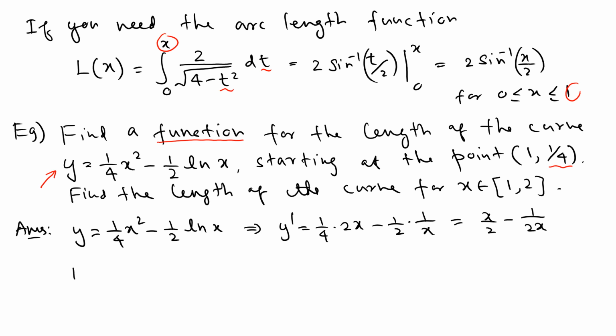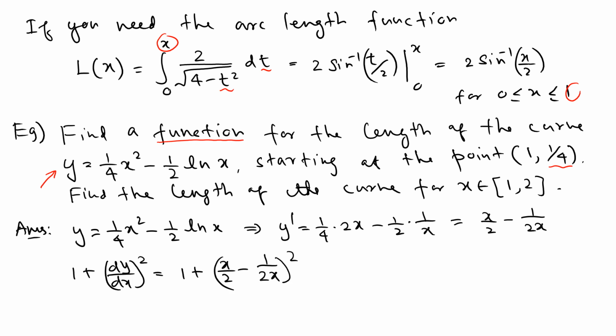Now we're going to find the 1 plus y prime squared formula. So we need 1 plus dy over dx squared. So let's plug in here, which is 1 plus, x over 2 minus 1 over 2x, squared.